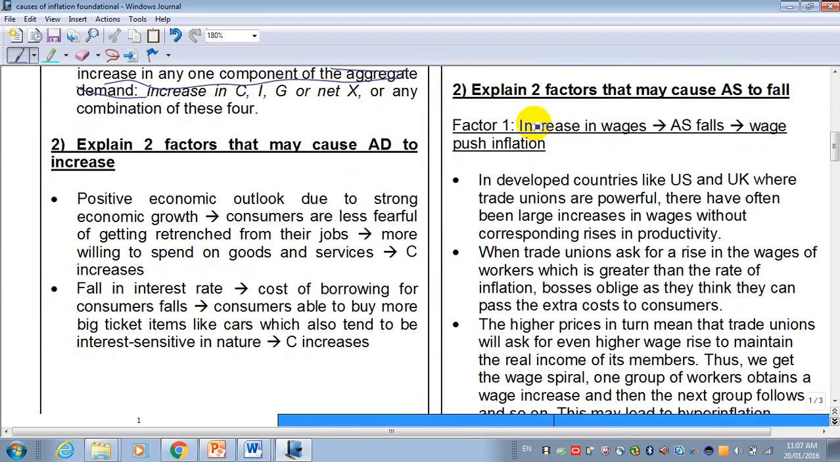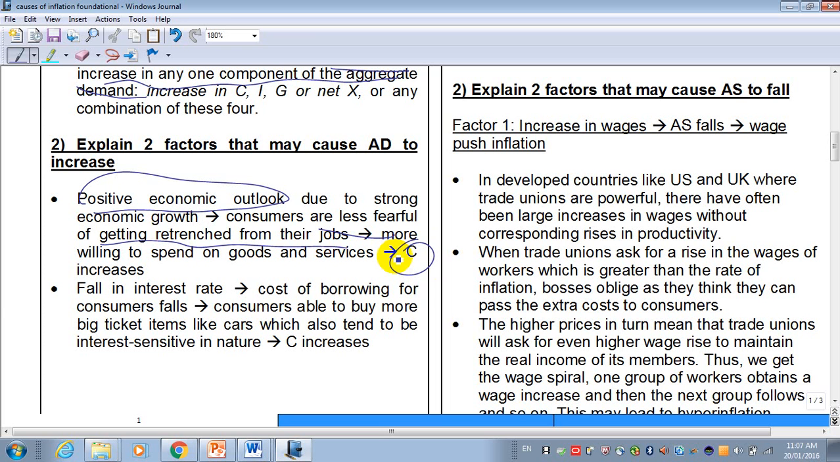First step you need to tell me is to give me the factor that causes the component of AD to increase. So firstly, maybe you consider that there is a positive economic outlook. Do you remember this? Okay? Consumers feel very confident that they are not going to lose their jobs. They are less fearful of getting retrenched. Okay, and therefore they're willing to spend more and their consumption increases. Now, I've gone through how positive economic outlook can also affect the level of investments as well. Do you remember that?